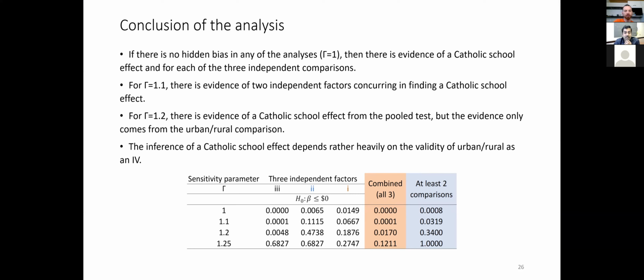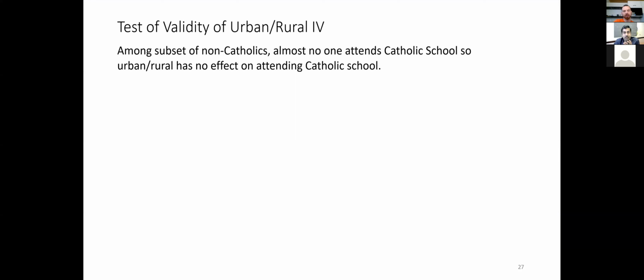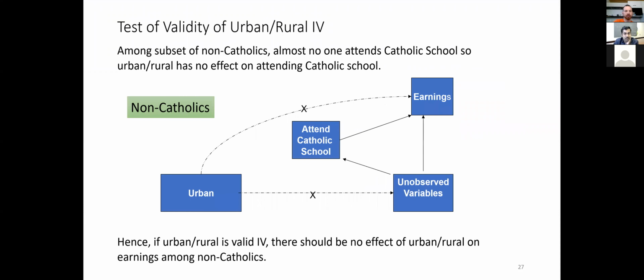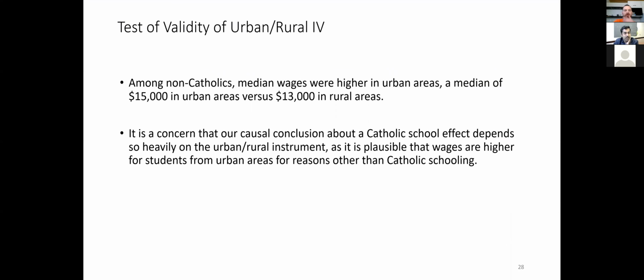So the inference of a Catholic school effect depends rather heavily on the validity of one of those three, that is the urban-rural as an IV. And you can go a little bit further to investigate whether you can rely on the urban-rural comparison. It turns out, I'll not go into details on this, that you should indeed be cautious that urban-rural is not going to be a valid IV because it will most likely violate the exclusion restriction.